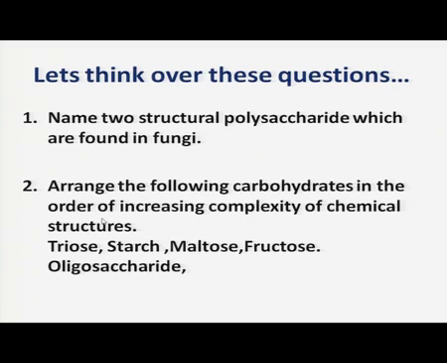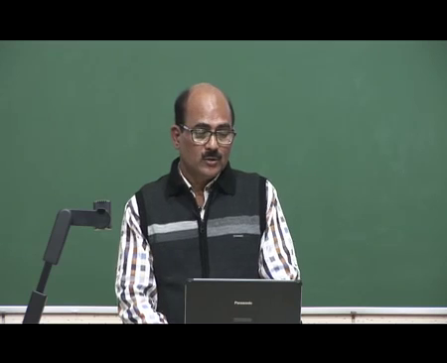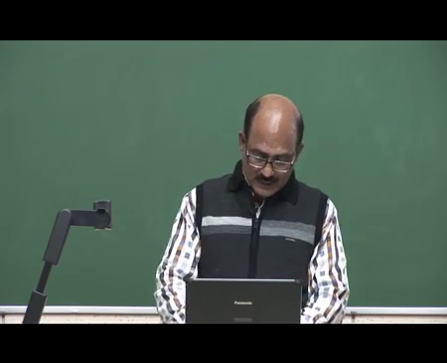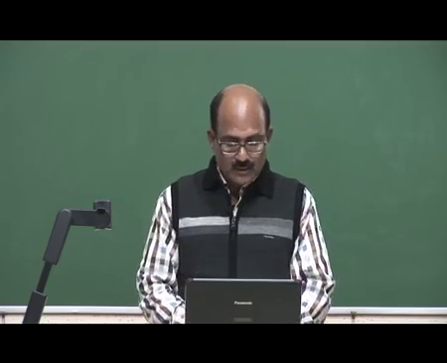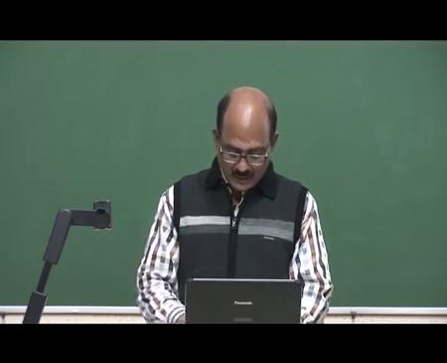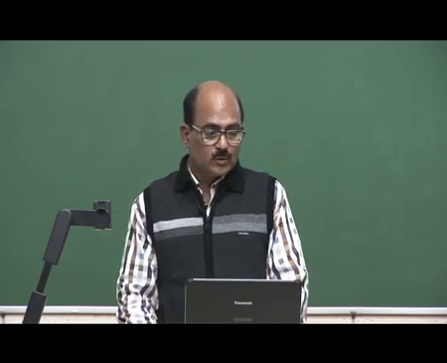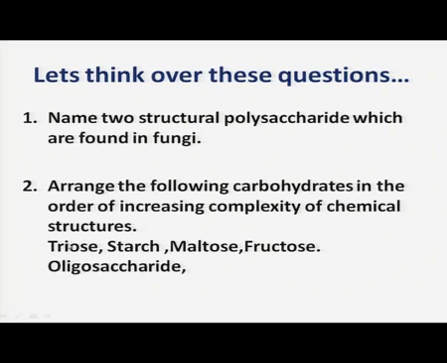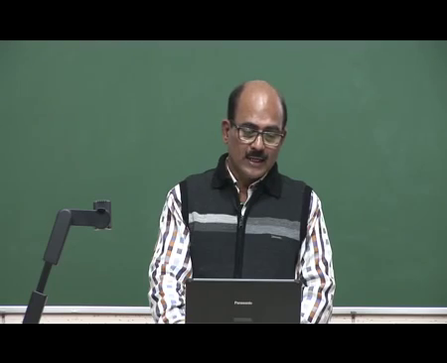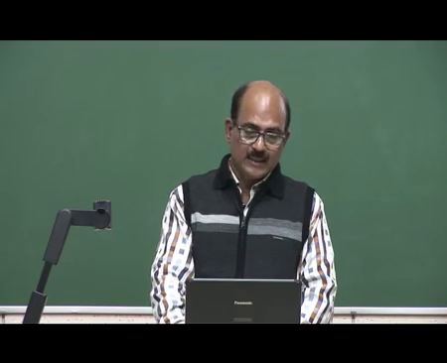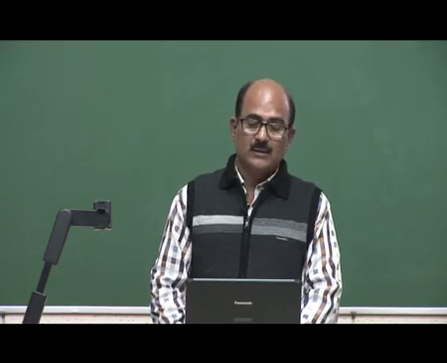My next question: arrange the following carbohydrates in order of increasing complexity of their chemical structure. When the molecular weight is low, the structure is simple, and when the molecular weight is high, it is more complex. So, you can arrange these on the basis of their molecular weight: triose, starch, maltose, fructose, oligosaccharide. So, let us hope you are now able to answer these questions. I will answer this in my next session. Thank you.